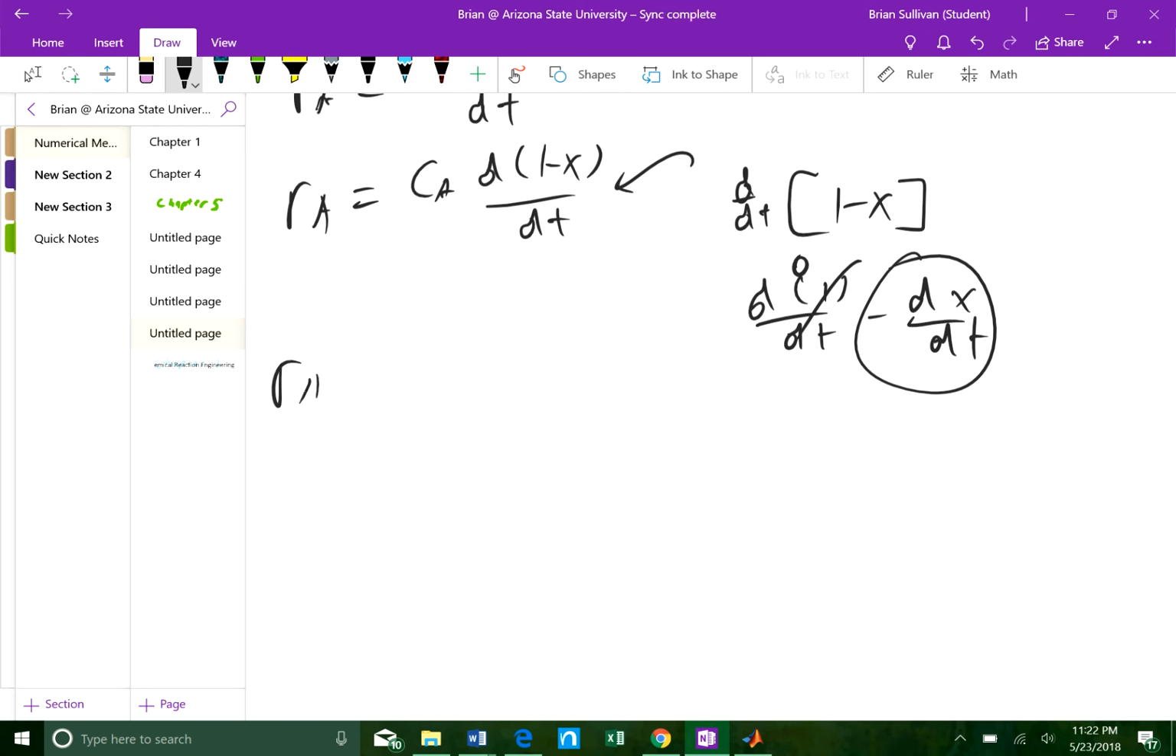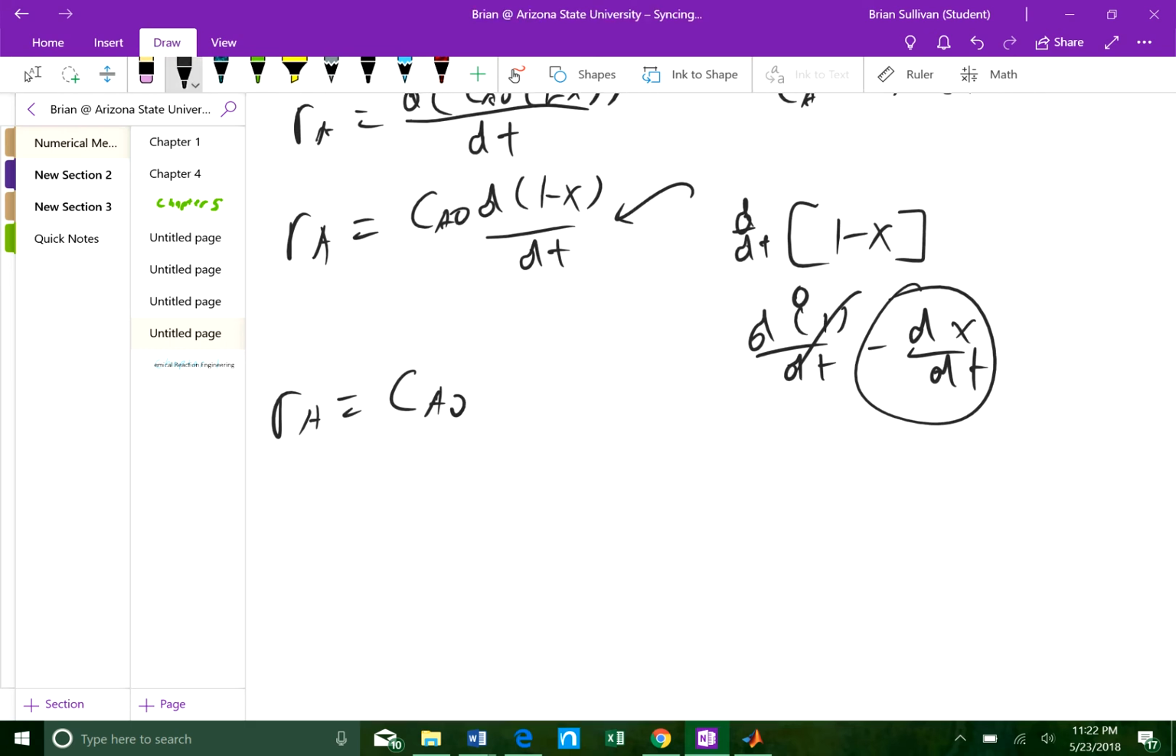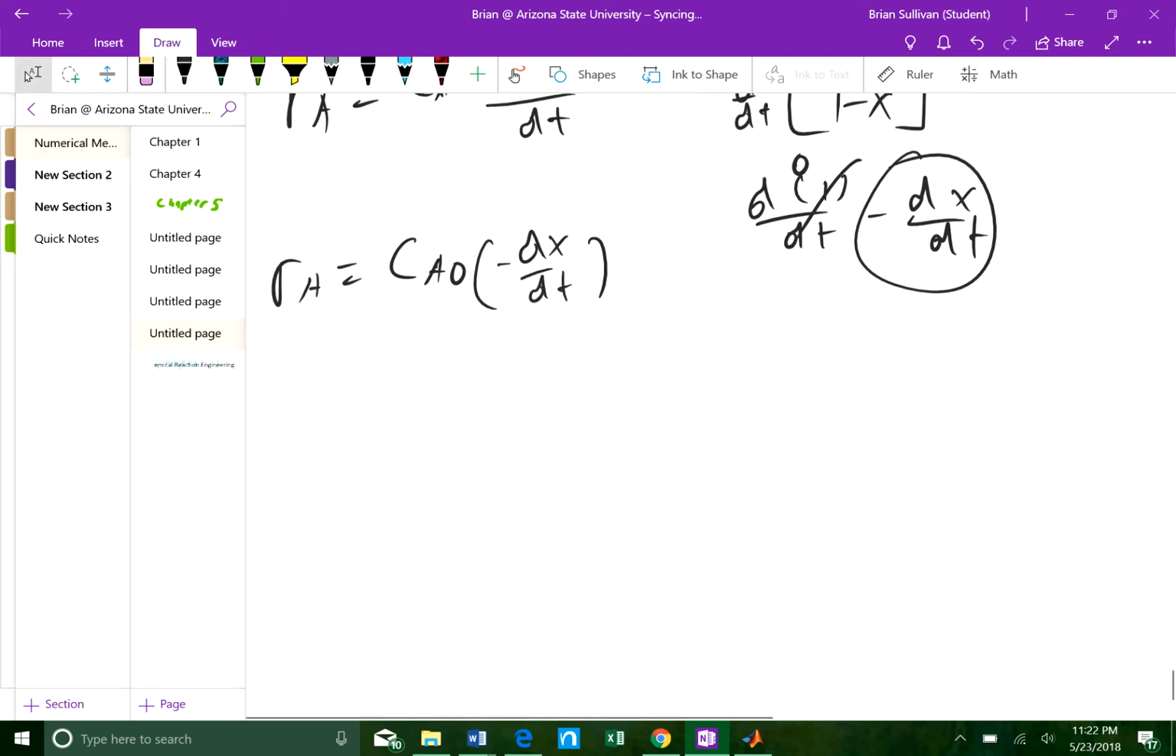So then what you're left with is RA is equal to CAO, sorry, this should have been O, that's why we pulled it out, CAO times negative dX/dt. Now let's pull that negative sign out, put it into the RA, move the negative to the other side. And then voila, we're done.